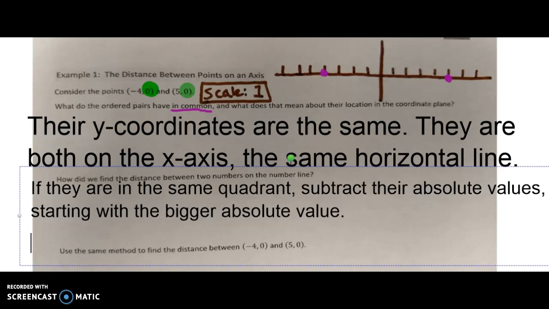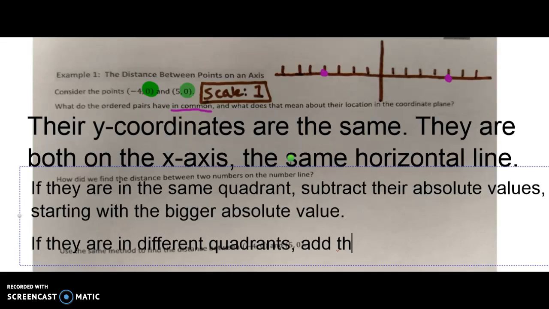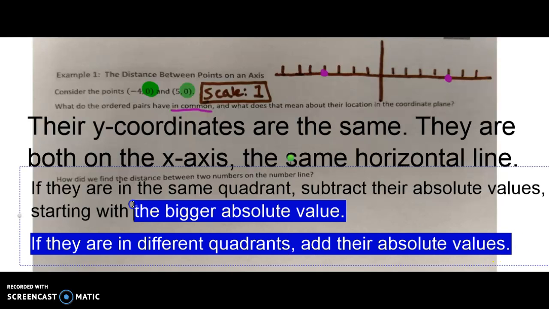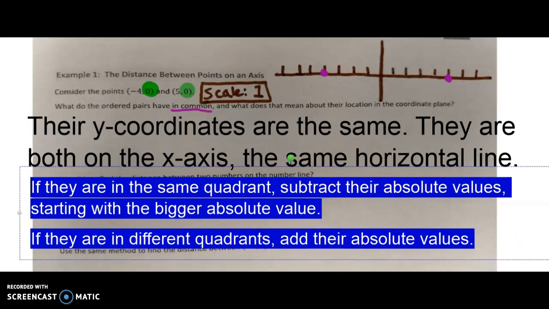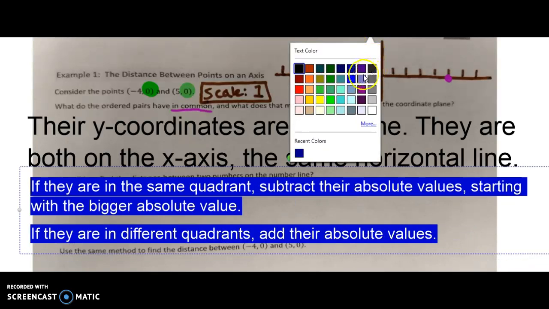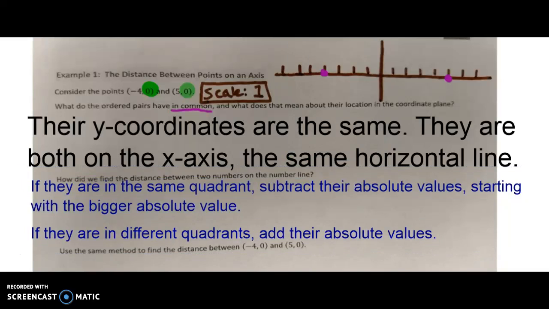But what if they're in different quadrants? If they are in different quadrants, add their absolute values. Make this just a little bit smaller, so it's not getting in my way here. Okay, hopefully now you can see this.